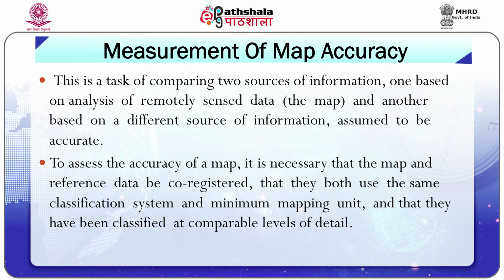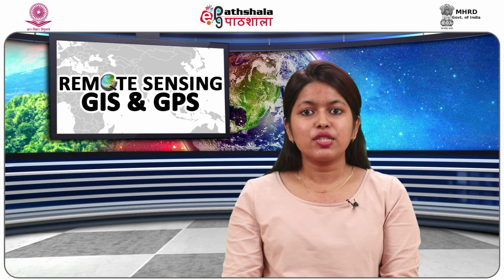Now we will discuss the measurements of map accuracy. This is a task of comparing two sources of information, one based on analysis of remotely sensed data and another based on a different source of information assumed to be accurate. For comparing information that varies temporally, the reference data should match with respect to time. To assess the accuracy of a map, it is necessary that the map and reference data be co-registered, that they both use the same classification system and minimum mapping unit, and that they have been classified at the same comparable level of detail.